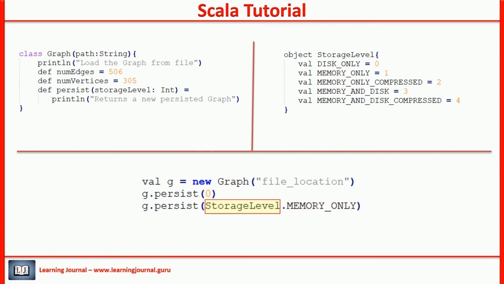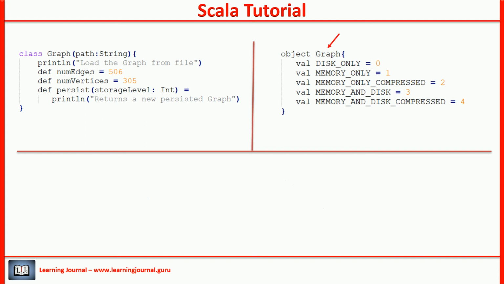However, I don't prefer to create a separate object named storage level. That makes my life difficult. I may have to educate other developers and specifically tell them that I have defined those storage levels in a separate object. My team would need to remember two different names. And there comes the companion object. I can define an object with the same name and keep it in the same source file.